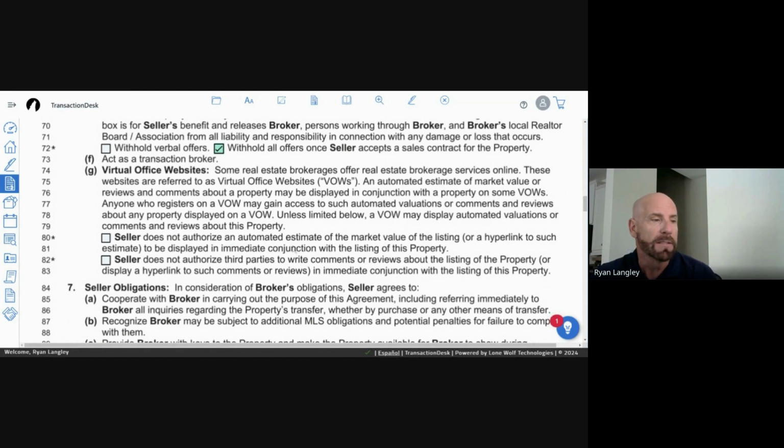Seller does not authorize automated estimate of the market value of the listing. Go to Zillow, go to Realtor, go to anyone who does a Zestimate or an automated algorithm to come up with a price next to it. And if it's friendly, then I authorize it.